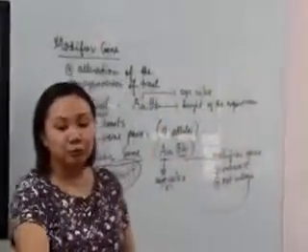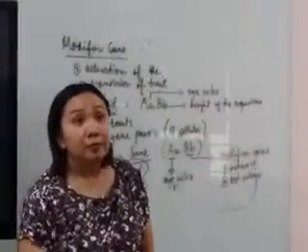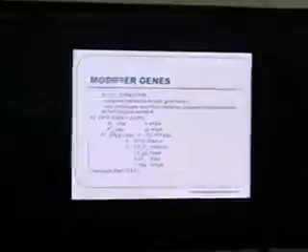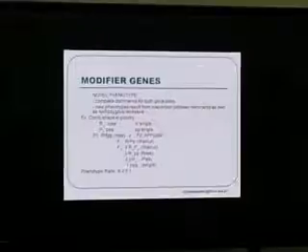So I want to show you some of the modifier genes that can be found on the different traits. Okay, so there are so many modifier genes. I think we have 20. But for the purposes of our discussion, we're going to delve only with 5 modifier genes. So just to show you the existence of these genes.